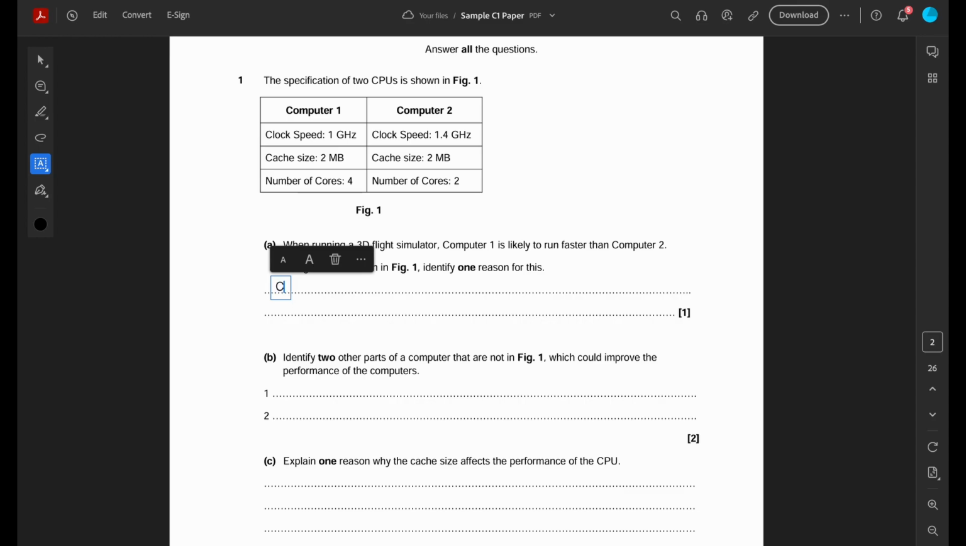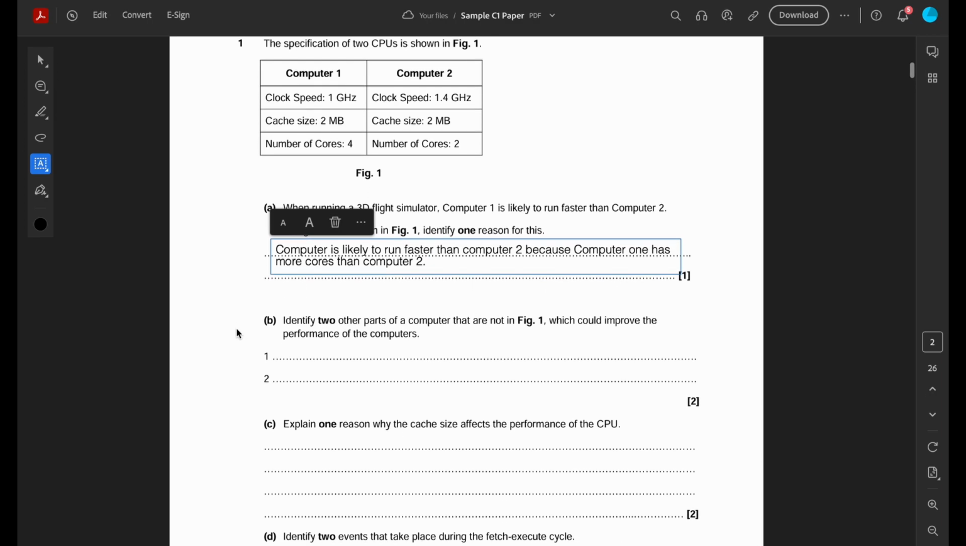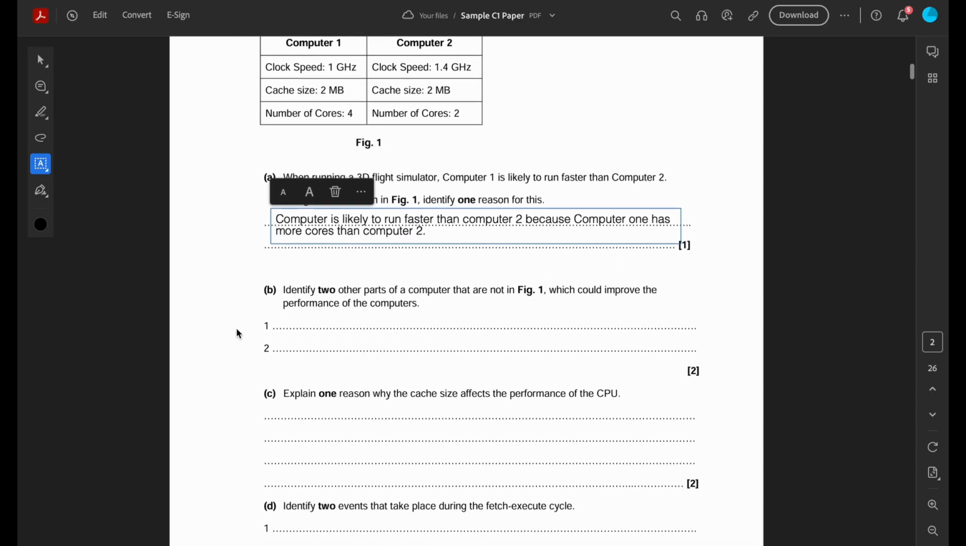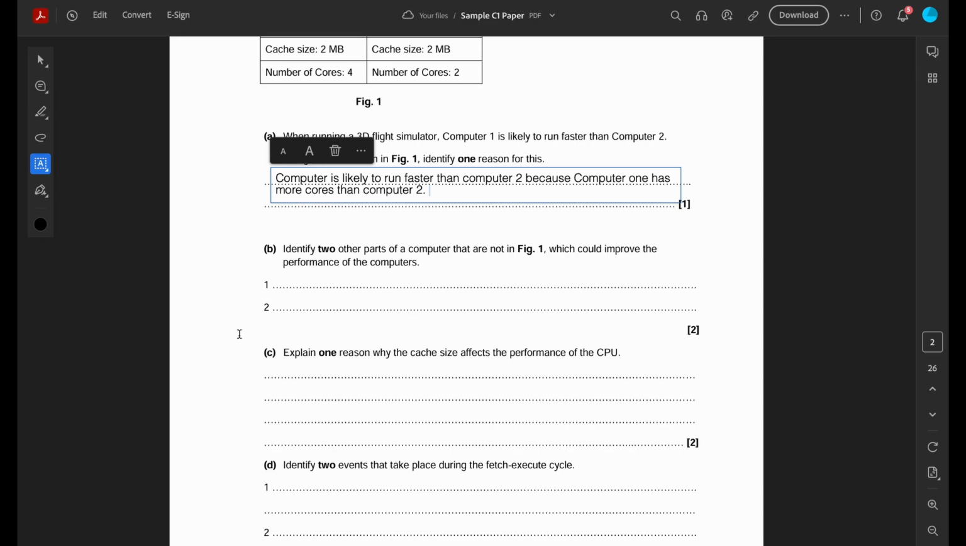So computer 1 is likely to run faster, and use the question, than computer 2 because computer 1 has more cores than computer 2. And that's pretty much all I'm looking for. They're basically looking for more cores in there. And like we said in papers, it's worth 1 minute a mark. So we've got about 70 marks if we do 1 minute a mark, and that gives about 10 minutes then to check it.